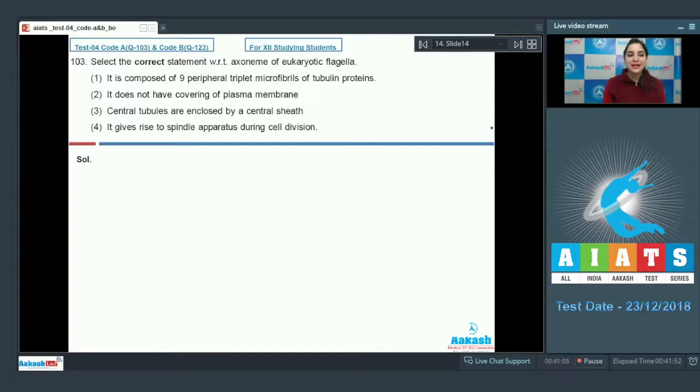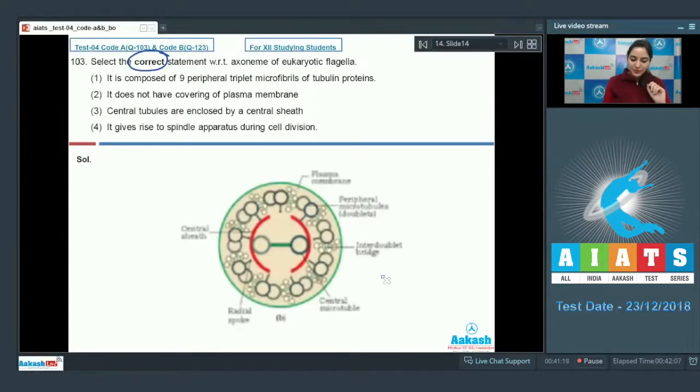Next we have question number 103. It states, select the correct statement with respect to the axoneme of eukaryotic flagella. It would be better if we see an image of eukaryotic flagella, but we have to find the correct statement. Please make sure of this. So here we have the NCERT diagram. What do you see in this picture, students? We have peripheral 9 microtubules. Can you see that? These are the 9 peripheral microtubules. And if you see carefully, students, they are doublets, 2 in number.